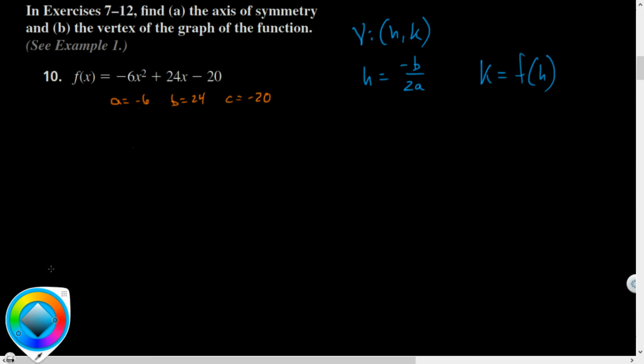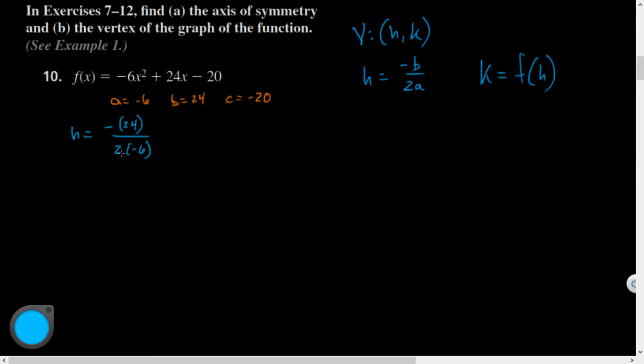So to find h, all right, I'm being a little cautious here with parentheses. It doesn't matter as much for this numerator if the b is positive, but I just want to be careful with a double negative. So negative 24 over negative 12, and then the negatives cancel out, and what's 24 divided by 12? 2. Thank you, Brandon. So h is 2.